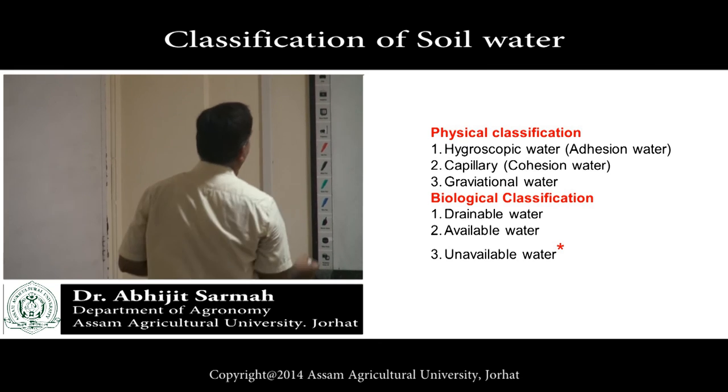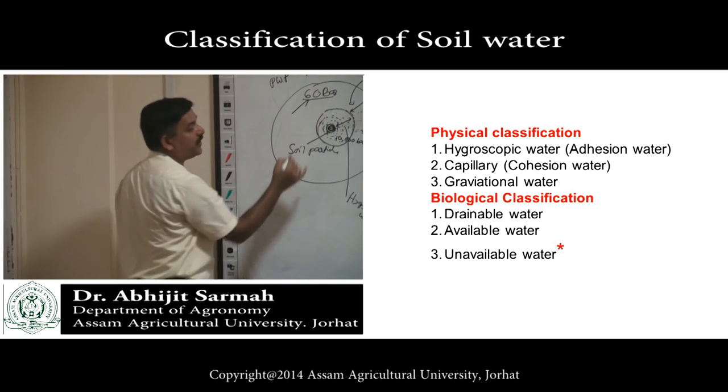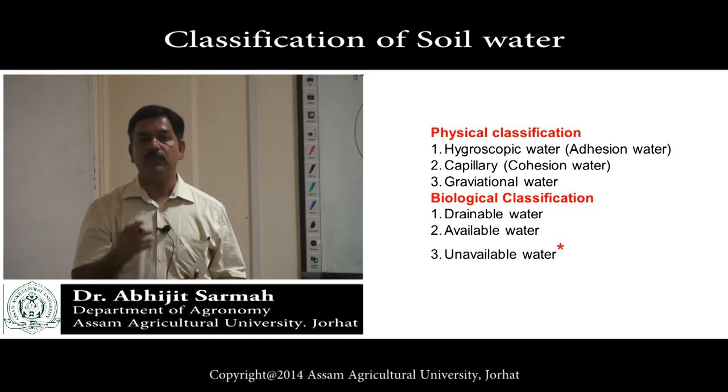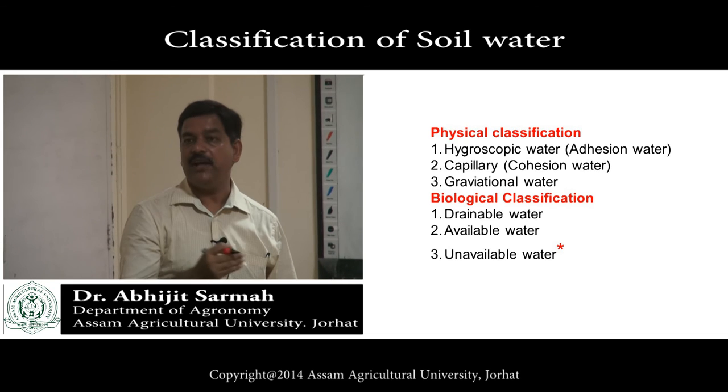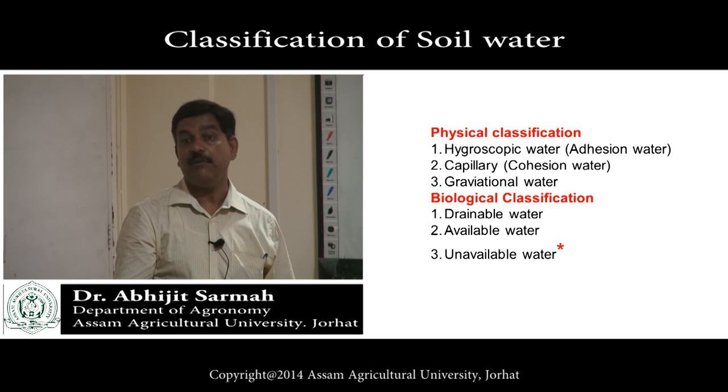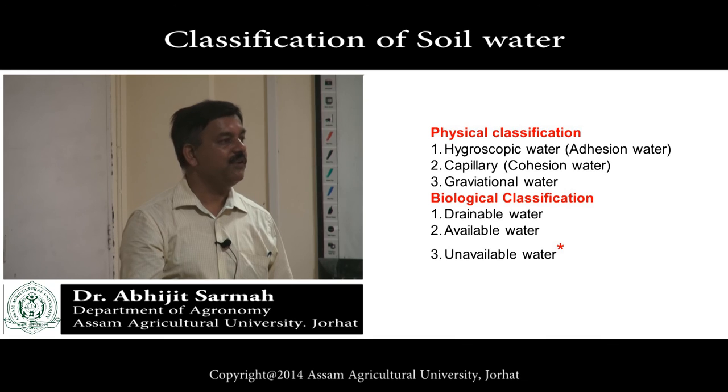So at this point, it is called the ultimate wilting point. That means the plant will ultimately die. The water content between this 15 bar and 60 bar is called water available for survival.